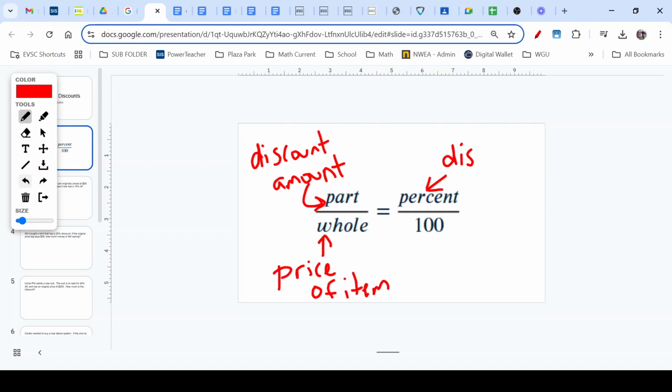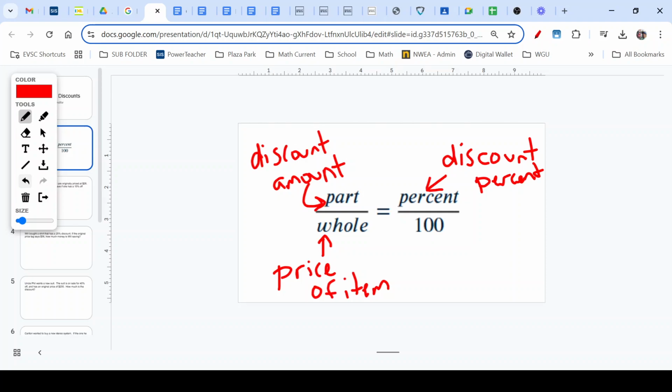So whenever you are replacing your information into your percent proportion, remember these three pieces. We're always looking for which one is the part, the whole, the percent. In this case, the discount amount, how much the actual discount is in money, is your part. The price of the item is your whole, and the discount percent is your percent, obviously.